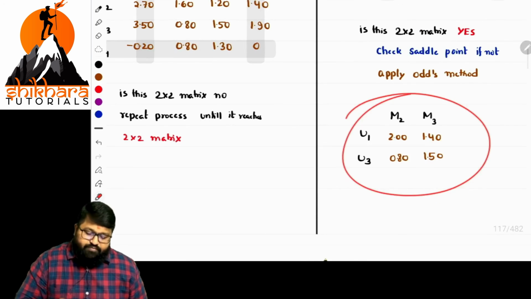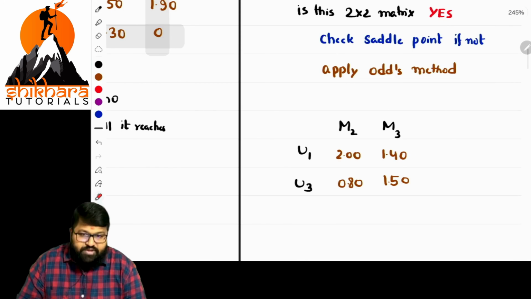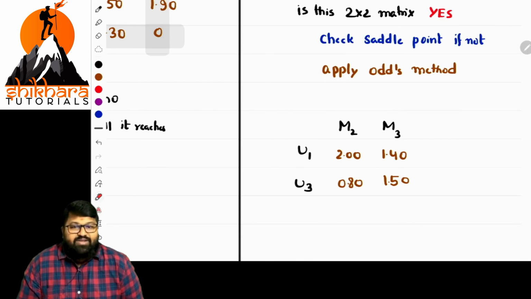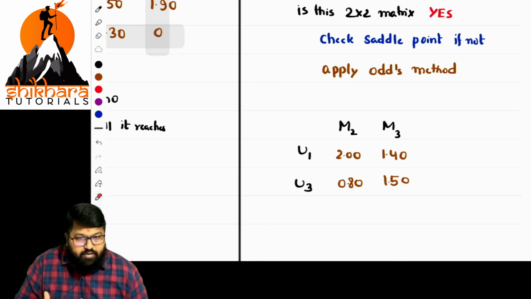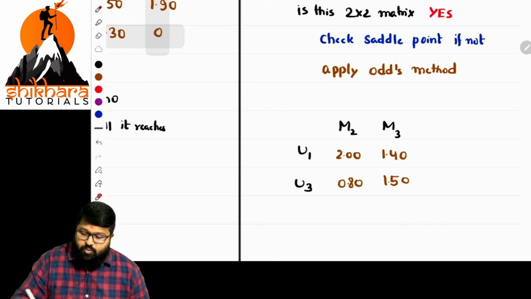So now at this point, what should you do, sir? Try to get the saddle point. If you reach the saddle point, your answer is done. But if you are not getting the saddle point, then apply the odds method. So let us solve this point here.